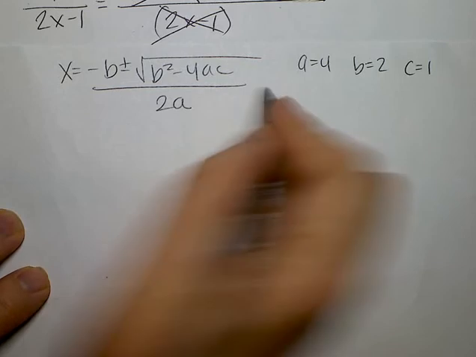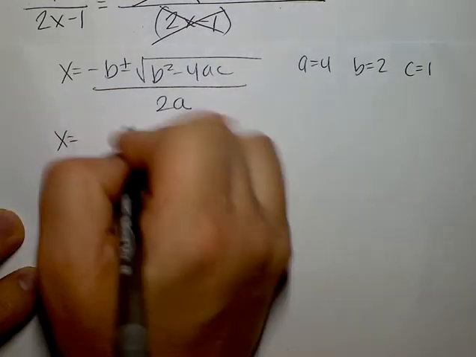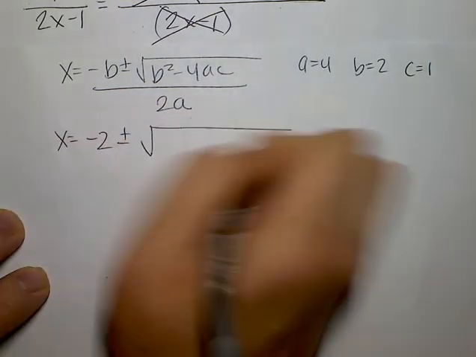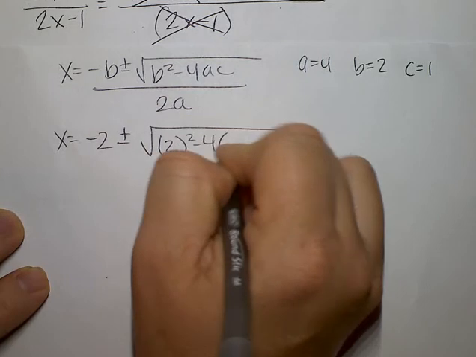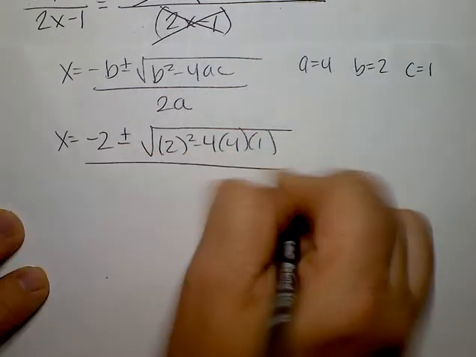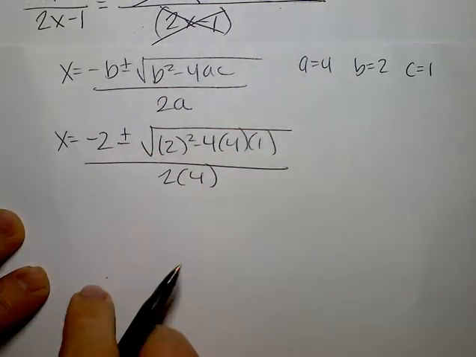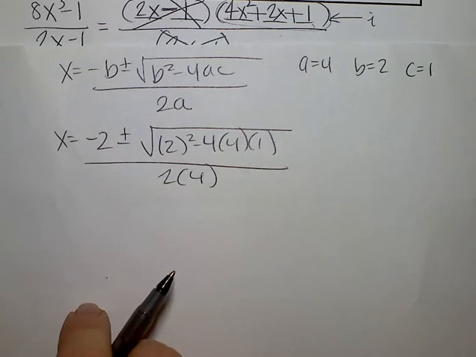So when I plug it in, I end up with negative 2 plus or minus the square root of 2 squared minus 4ac, all over 2 times 4. Please make sure you're showing all of your work because you'll have to do this in a couple days. I'll give you a chance to get caught up.